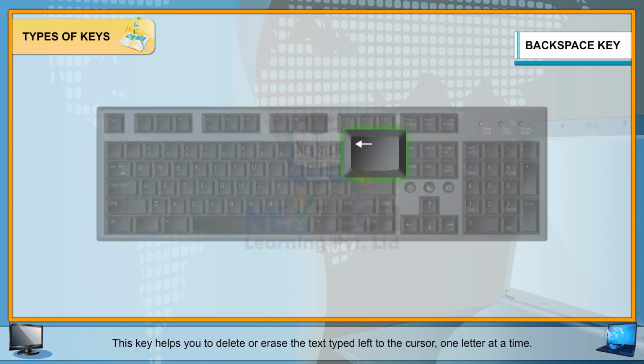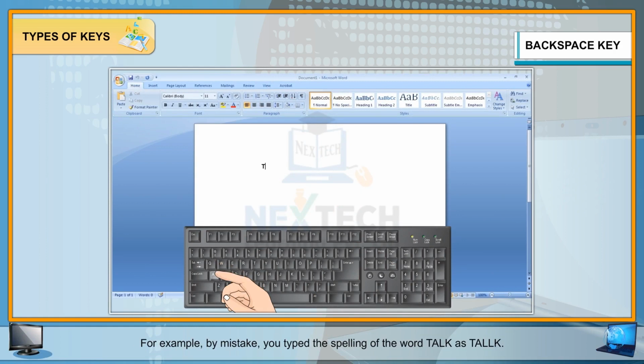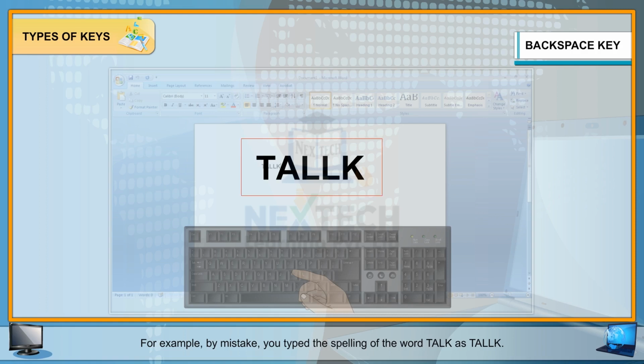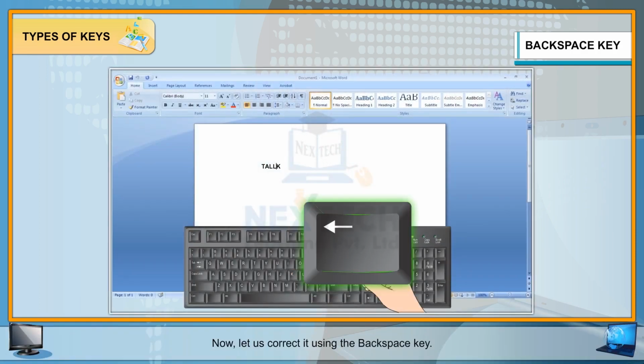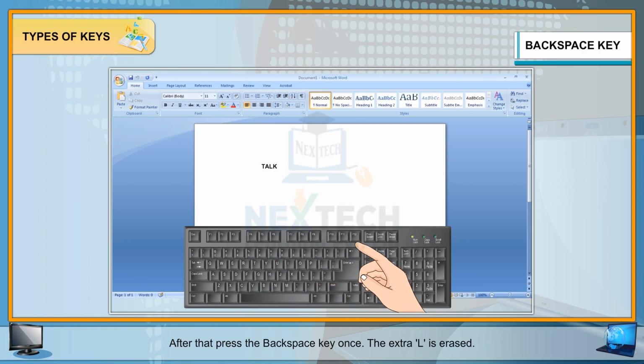Backspace key. This key helps you to delete or erase the text typed left to the cursor, one letter at a time. For example, by mistake you typed the spelling of the word talk as T-A-L-L-K. Now, let us correct it using the backspace key. To correct it, place the cursor before the letter K using arrow keys. After that, press the backspace key once. The extra L is erased.